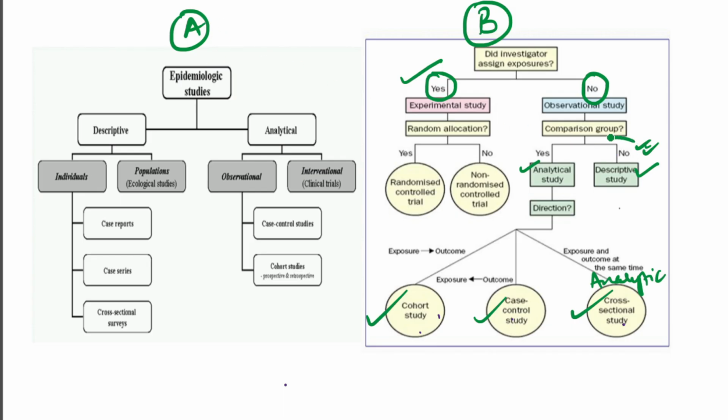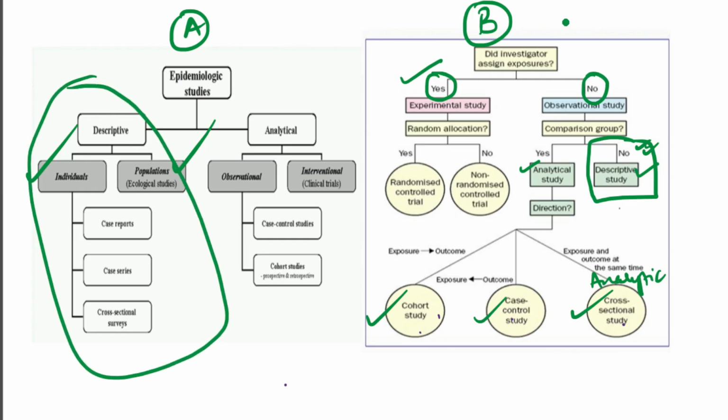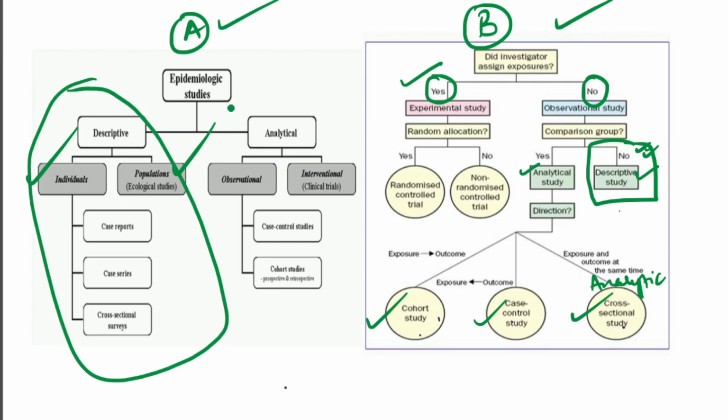If we further go down on descriptive type of studies, they are of two types: those which involve the individuals and those which involve the populations. Please remember this point, because invariably you may be asked a question from this part or otherwise from this part. So both the charts you have to keep in mind very specifically. So let us continue with this part.